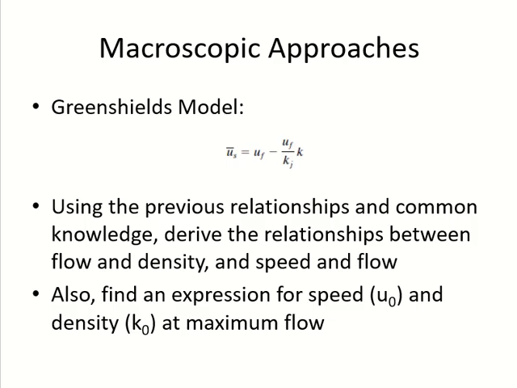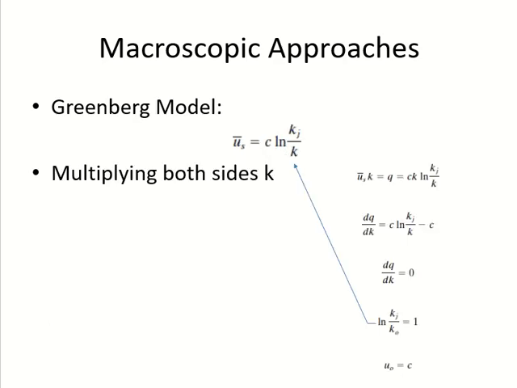Capacity. We did the derivation for that, and then we have another model which is called the Greenberg model, which is a non-linear model. According to this model, the speed is represented with this. The space mean speed. And in this model, we have a constant which is c. So we try to find out the value of c using this approach. Again taking the derivative, putting it equal to 0, and in the end we found that c equals u naught, which is again the speed at capacity, the speed at maximum flow.